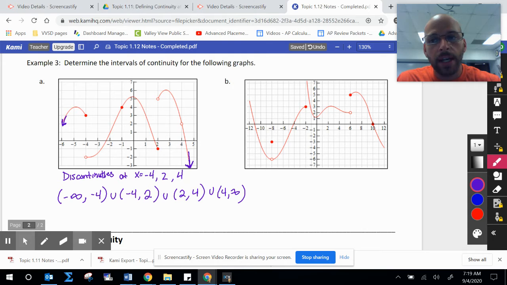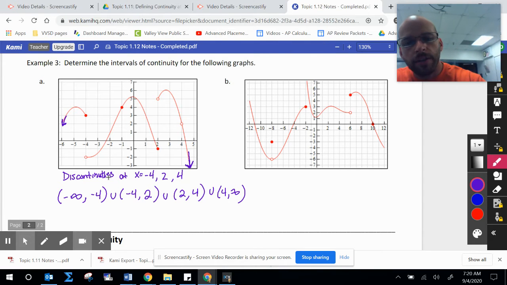Now, I did not put -4 on there because we know there's a jump discontinuity at -4. I did not put 2 on there because there is a jump discontinuity at 2. I just want to know over what intervals the function is continuous. So everywhere where there's not a discontinuity. All right, same idea for the next one.